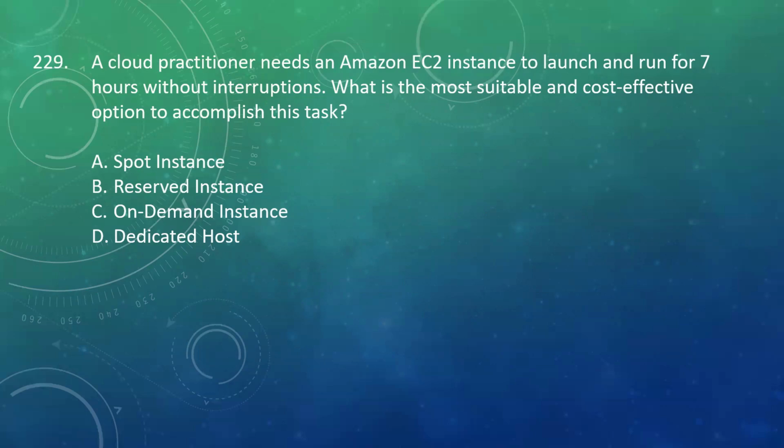The correct answer here would be option C, on-demand instance. Even though a spot instance could be the least expensive, it comes with a possibility of interruption, so it won't be a correct choice in this case. Reserved instances and dedicated hosts won't have any interruptions, but would be costlier options in this scenario where the instance is only needed for 7 hours. So folks, based on the scenario given to you in the question, the choice of the effective option would always change. So make sure to spot the keywords in the question.